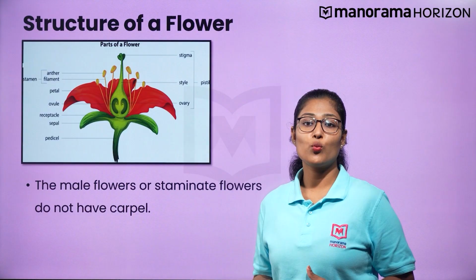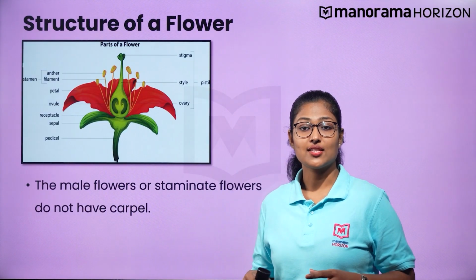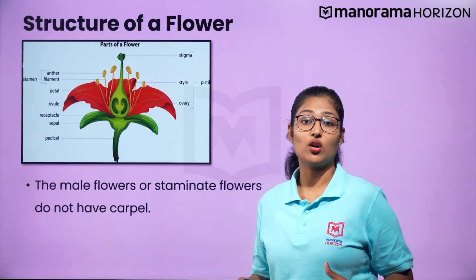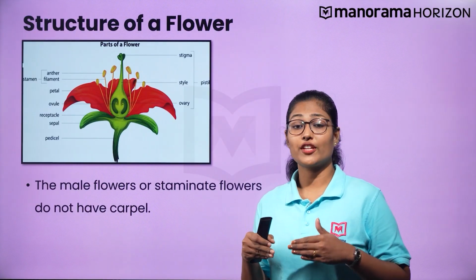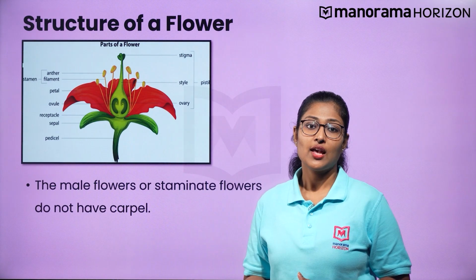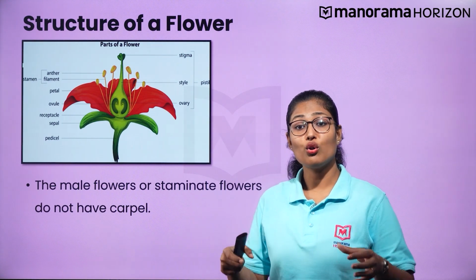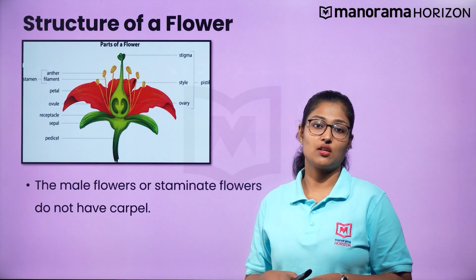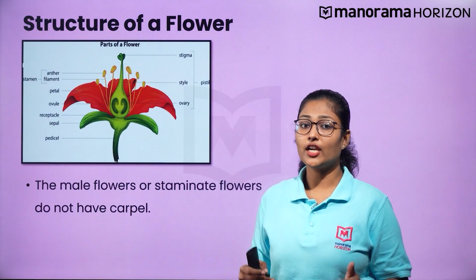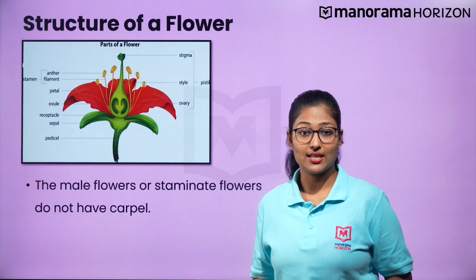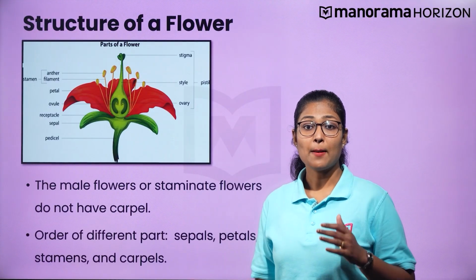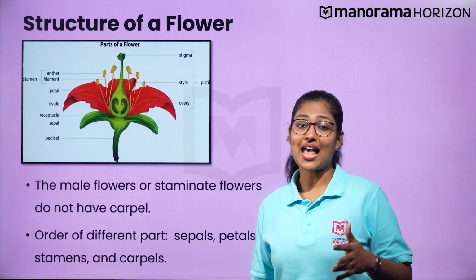In the flowers with all 4 structures, the sepals make the outermost wall, followed by the wall of petals. Then the wall of stamen is present. In the center part, the whole of carpels is present. So from the periphery to the center of the flower, the normal order of wall is sepals, petals, stamens, and carpels.